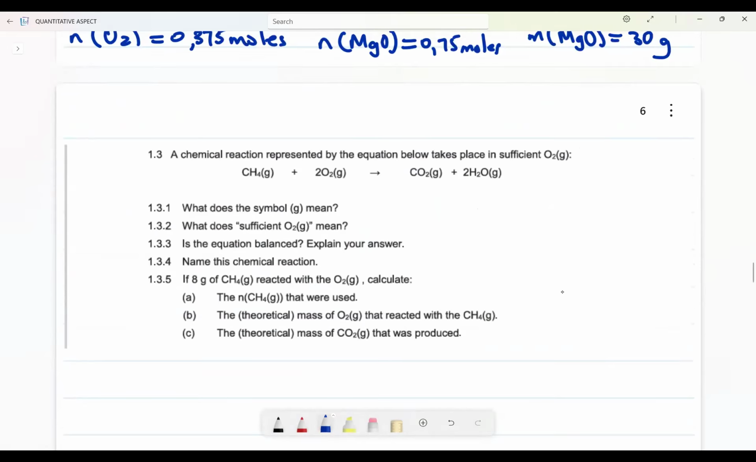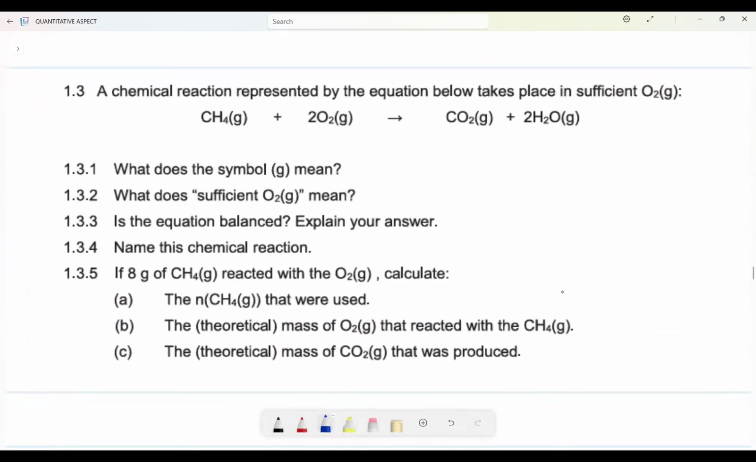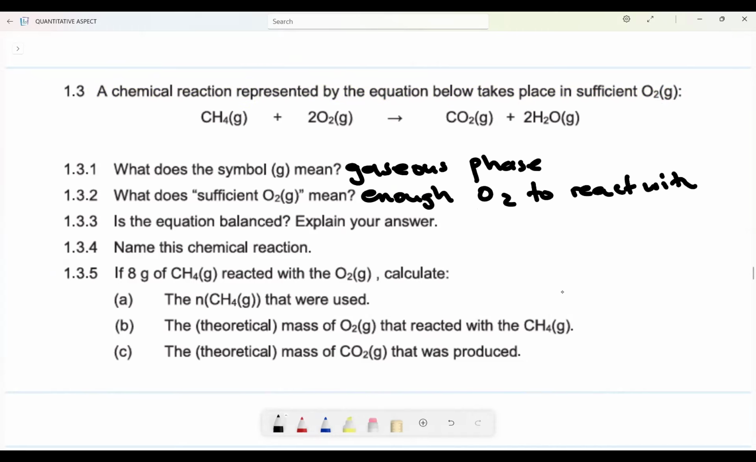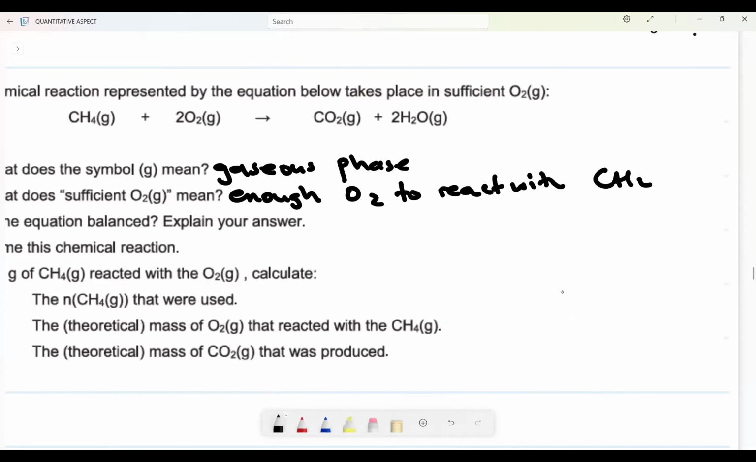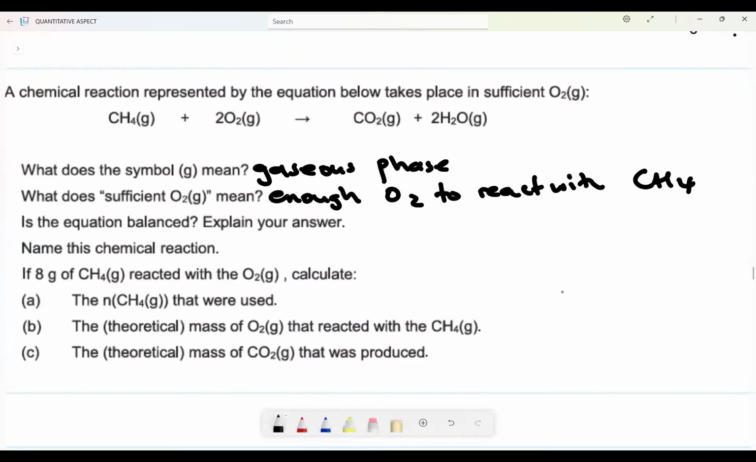Let's quickly answer these simple questions before we move on to serious things. What does the symbol G mean? It means the gaseous phase. Then what does sufficient O2 mean? It says a chemical reaction represented by the equation below takes place in sufficient O2. Sufficient O2 means there is enough O2 to react with CH4. We do not necessarily need the theory, but you just need to know it.